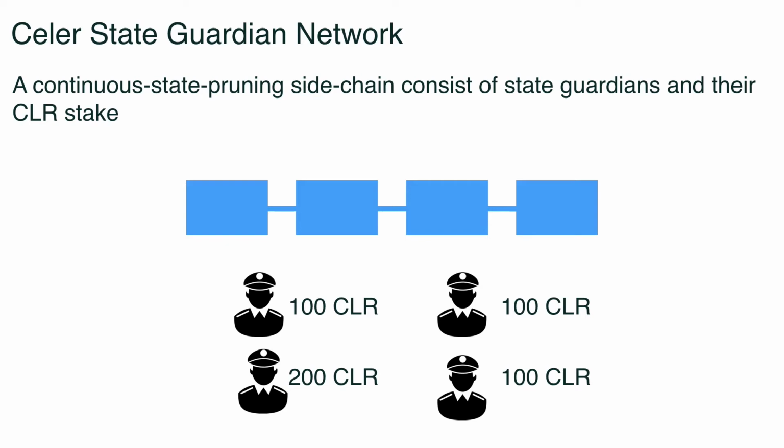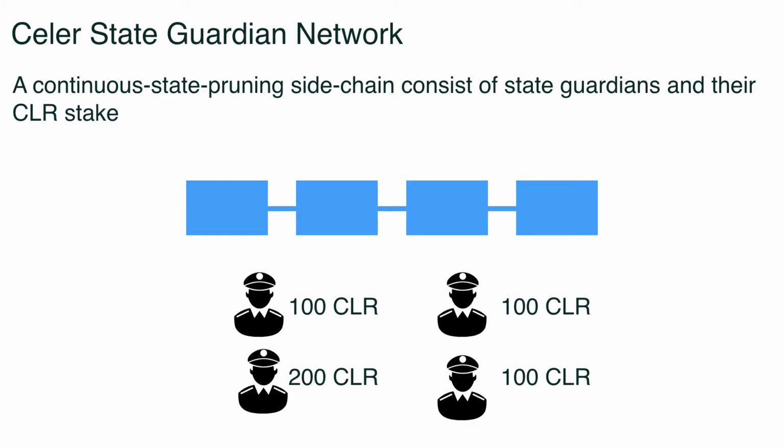Okay, State Guardian Network is a continuous state pruning sidechain. It's a special kind of sidechain. It consists of state guardians and their Celer token stake. You stake your Celer token into the State Guardian Network to become a state guardian. So in this case, Celer token becomes a work authorization token. You have it, so you can do the work and you can pay it.